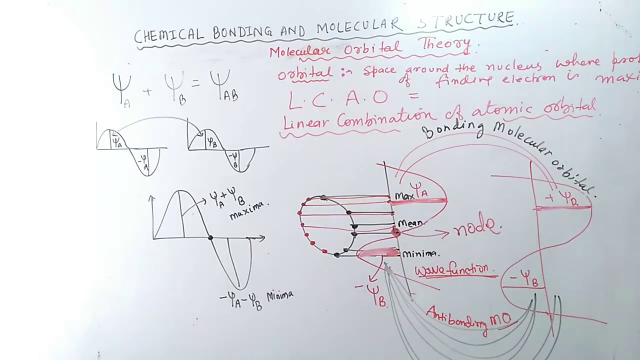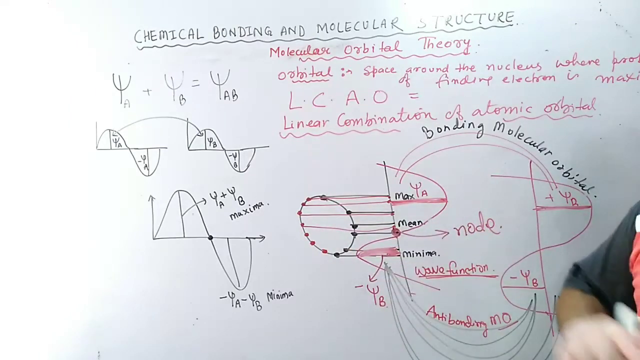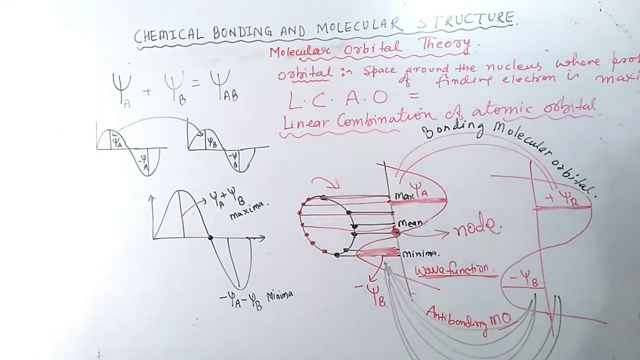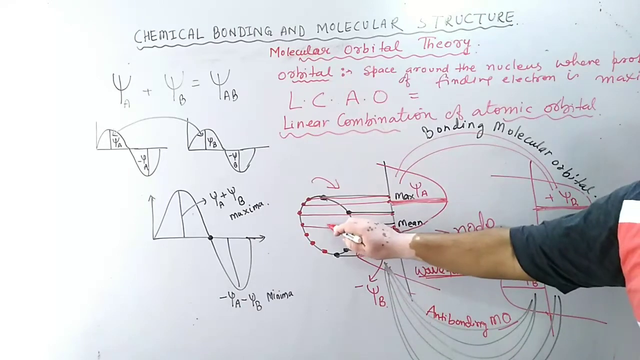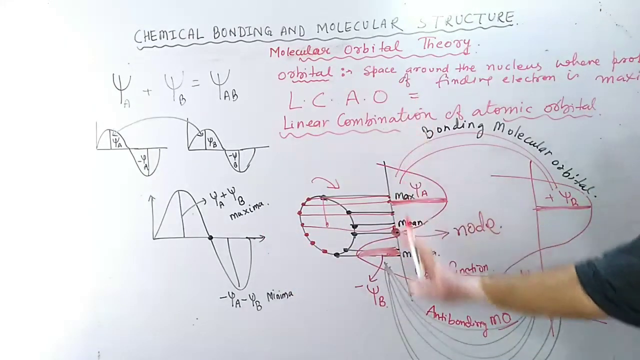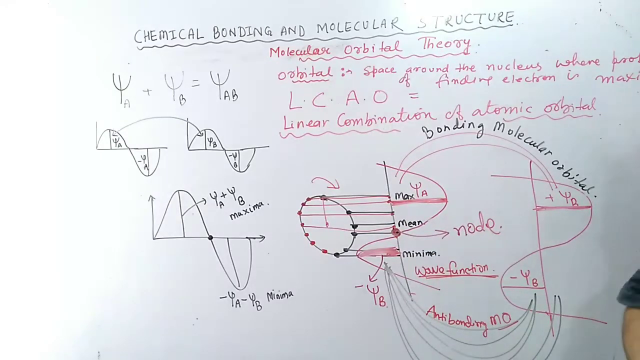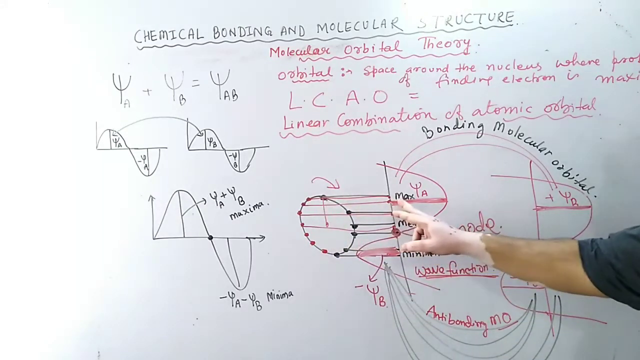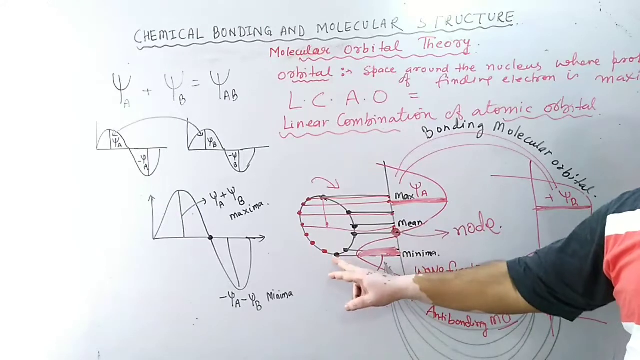So how can the electrons be represented in terms of a probability curve? See here, when the electron is moving in a circular path, consider that it is a stone which is moving, and if you keep a torchlight over here and a screen over here, then what will happen? When this stone is here, its maxima will be here. When this stone is here, its maxima will be here.